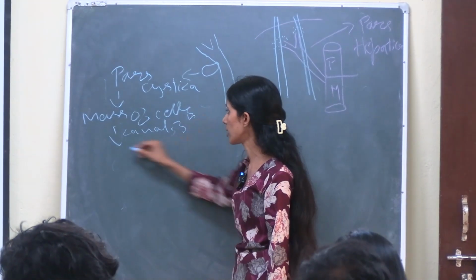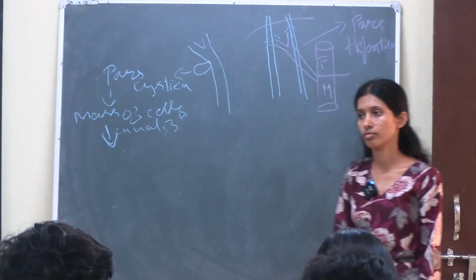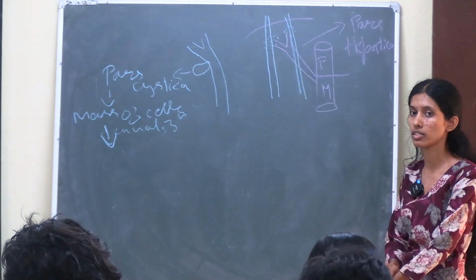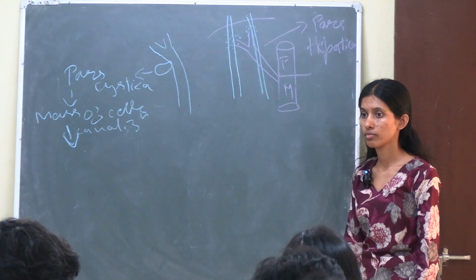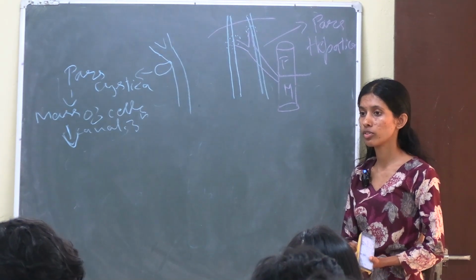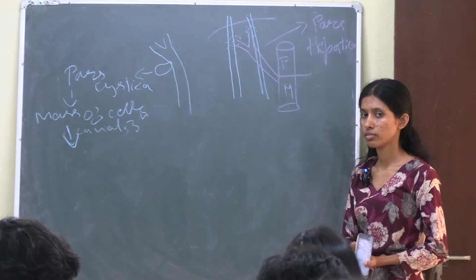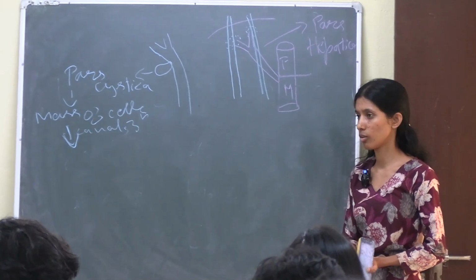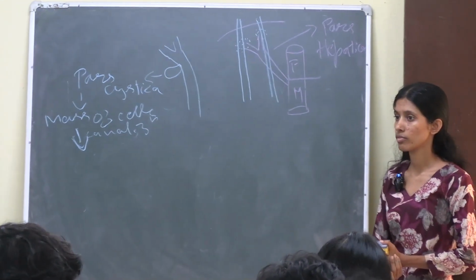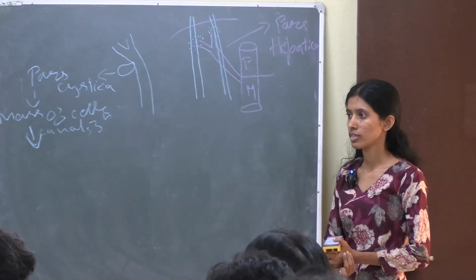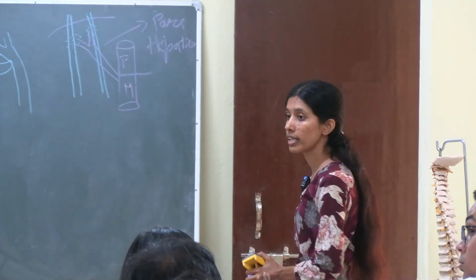What do you mean by canalization? Formation of hollow cells. Okay, fine. Any other answers? Apoptosis. Degradation of these cells. Okay, let me know by the end of the class.